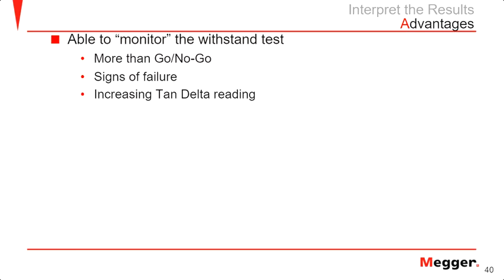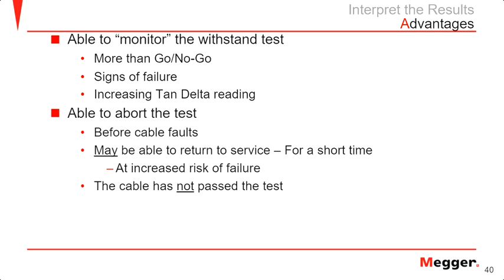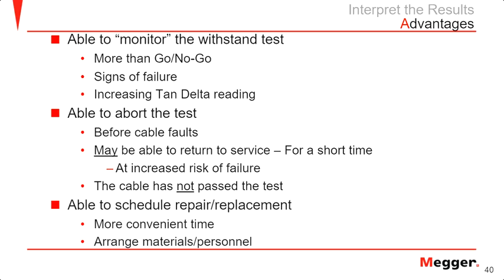The advantage of doing this test is that it's more than a go/no-go test. It's able to monitor signs of failure. If your tan delta reading is increasing with the voltage, you may be able to abort the test before the cable actually fails, and you might be able to put it back into service for a short amount of time at increased risk of failure. Because the cable has not passed the test, you decided to abort it, and then you make the necessary arrangements for your backup power, or you return to it at a more convenient time.